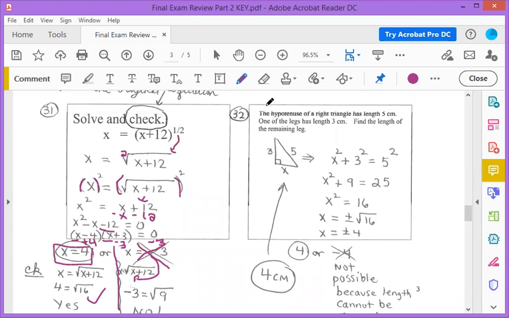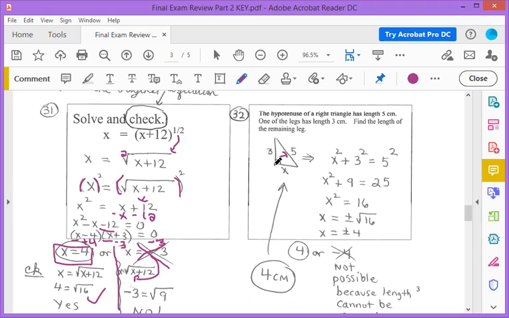For number 32, the hypotenuse of a right triangle has a length of 5. Remember, the hypotenuse is the side that's across from the 90-degree angle. One of the legs is 3, so it doesn't matter which side you write as 3. Find the length of the remaining leg. So the one we don't know, we put x as that leg.